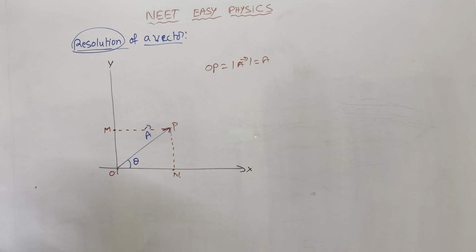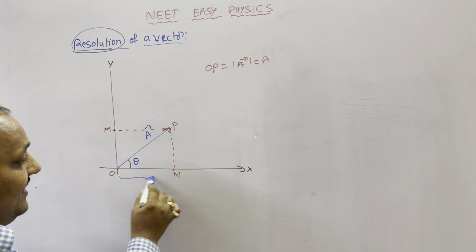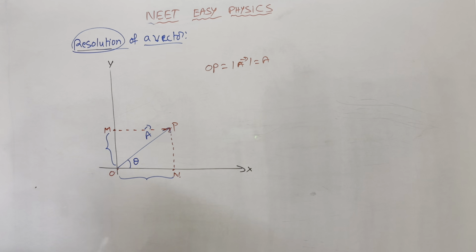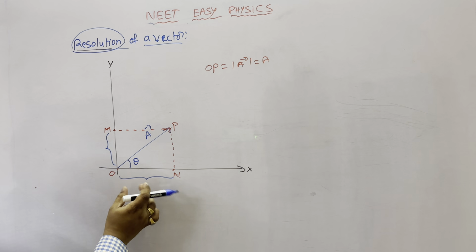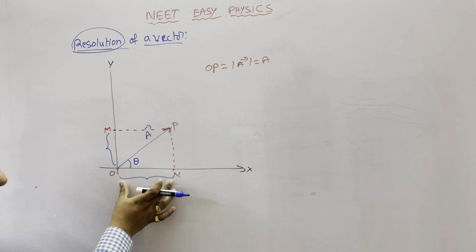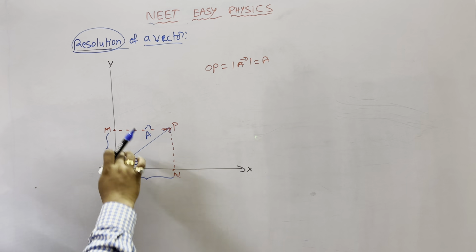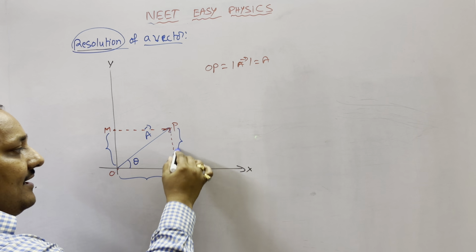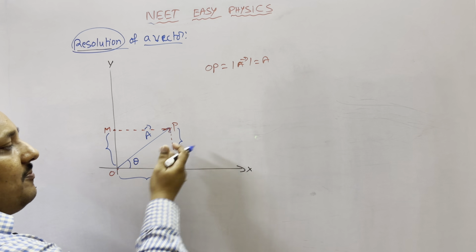Now after dividing we want two components. One is the horizontal component, that is going to be ON. Another one is the vertical component, that is going to be OM. So for this theta, ON is the adjacent side. OM is equal to PN, which is the opposite side.